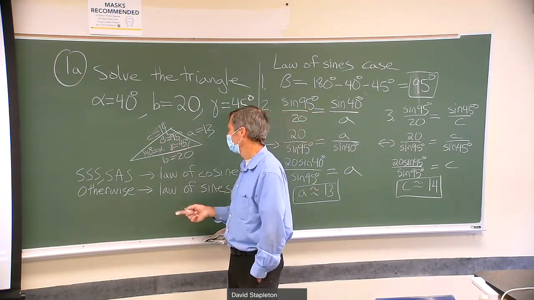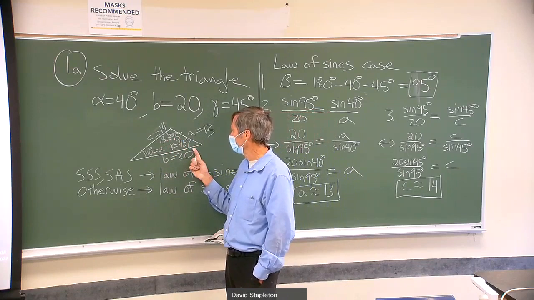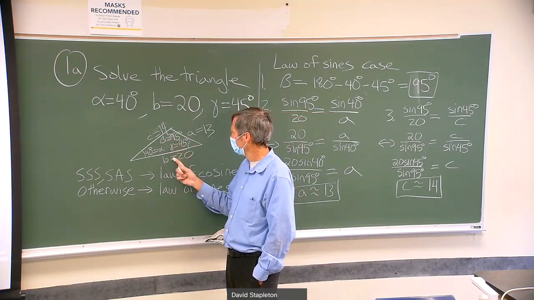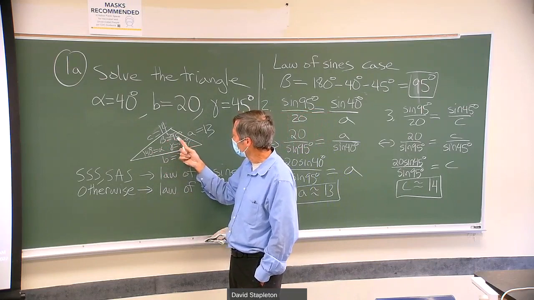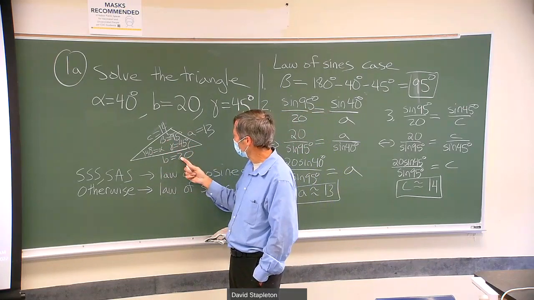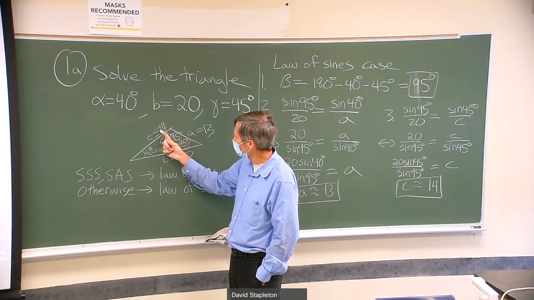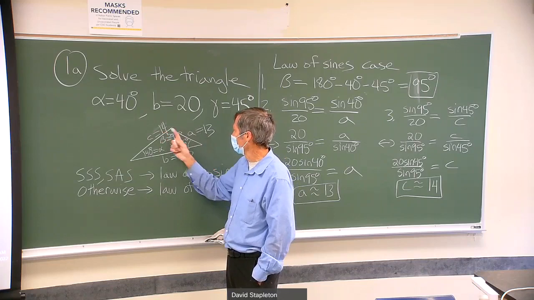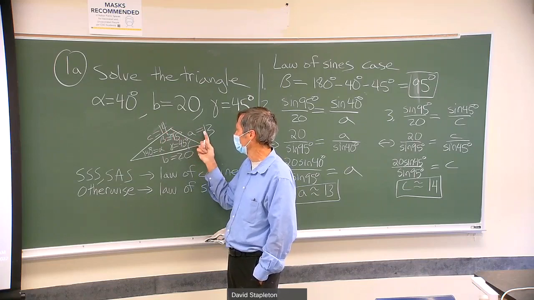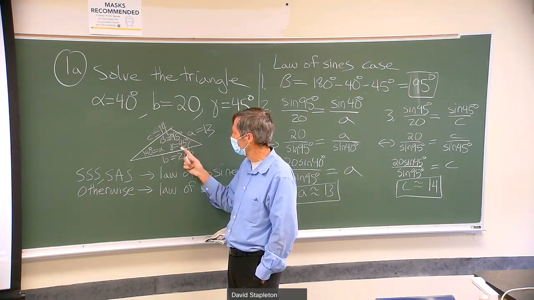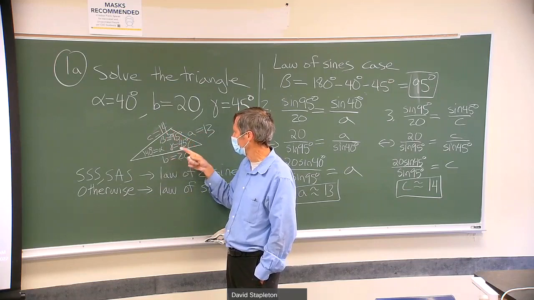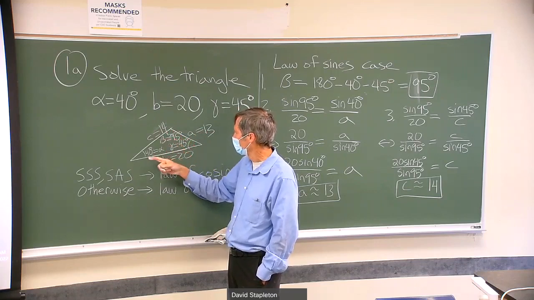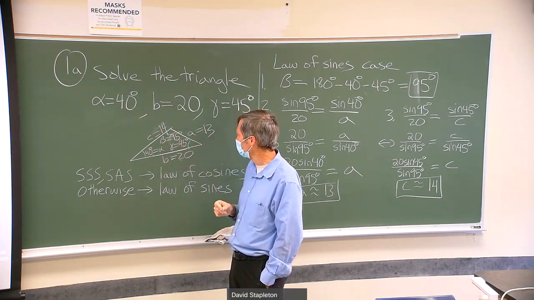Then the three bears check, right? Is the biggest angle opposite the biggest side? So 95 is the biggest angle, is it opposite the biggest side, 20? The second biggest angle, 45, is opposite the second biggest side. Sometimes you'll get these equal if you didn't round to enough digits, but if you round to enough digits, it'll always follow that rule. Largest angle opposite the largest side, second opposite second largest, and smallest angle opposite the smallest side.